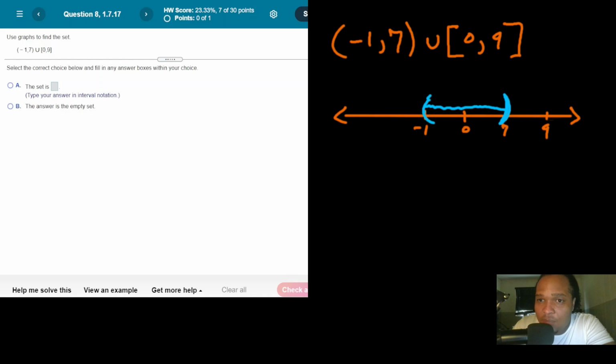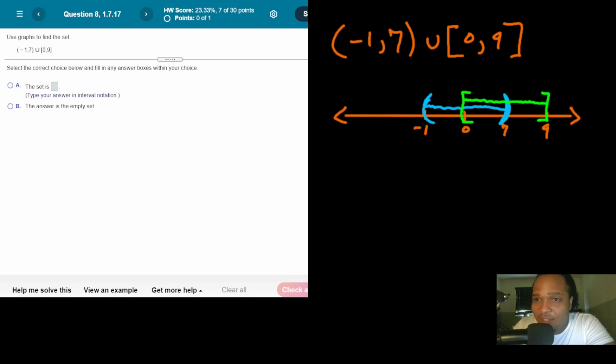And we're going to do the same thing with the 0 to 9 interval. Let's use a different color. So from 0, we have a square bracket going in that direction, same as this. And we're going to shade, keep on going. Don't stop at the 7. Shade all the way until you get to +9.